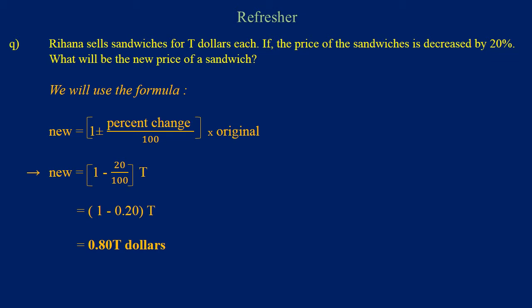The question that I have selected as a refresher goes something like this. Rihanna sells sandwiches for $T each. If the price of the sandwiches is decreased by 20%, what will be the new price of a sandwich? Now the question is more or less the same as the one we've been doing in the last few videos. The only difference is the price of the sandwich, which is denoted by $T. So we do not have a numeric value for the price of the sandwiches, right?